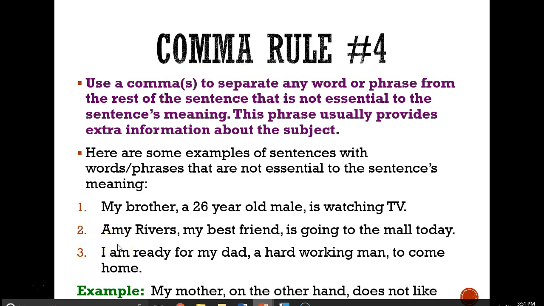So when you have parts of the sentence that can be taken out and the sentence will still make sense, you would make sure that you have commas around that part of the sentence, and it's usually, for this rule, the appositive or unnecessary additional information would be in the center of the sentence, as you can see in all 3 of these examples.